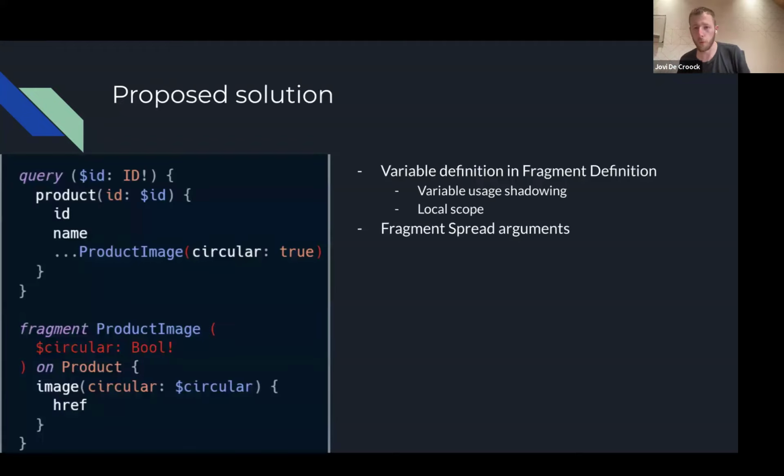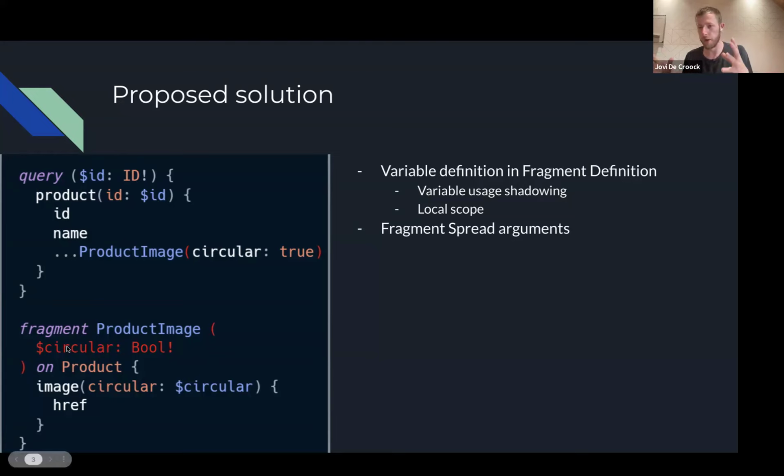So what is the currently proposed solution? We allow fragment spreads to have arguments, and those feed into the fragment definition's variable definitions. A variable definition can shadow a variable definition of the operation. So if ProductImage here redeclares ID, then that ID will be the ID for the local scope.